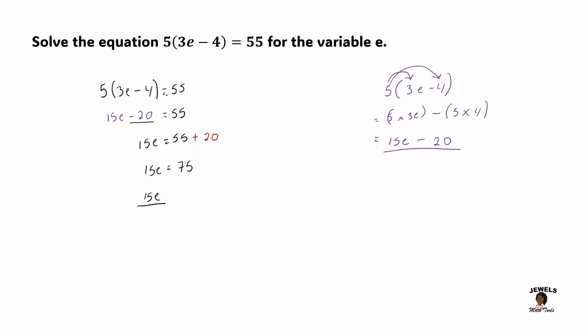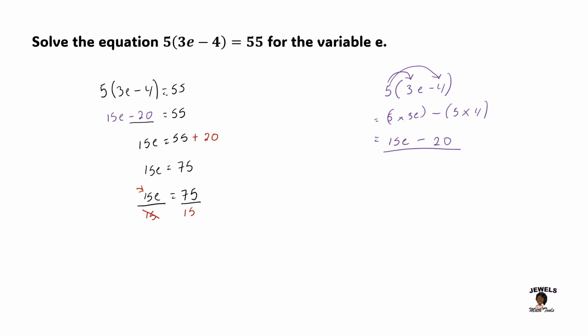remember our main goal is to always get our variable, which in this case is e, on one side of the equation by itself. And since 15 is being multiplied to e, we use the opposite step, which is division, and we will be dividing both sides of our equation by 15. So remember that we're getting our variable e on one side of the equation by itself. We always divide by that coefficient, or the number that's being multiplied to e, which in this case is 15.